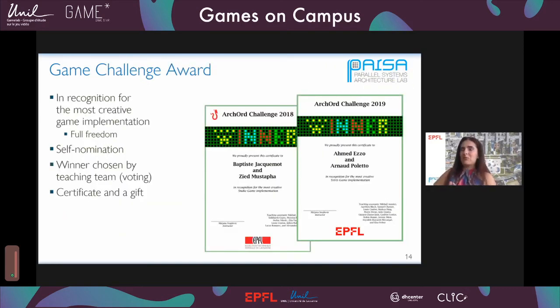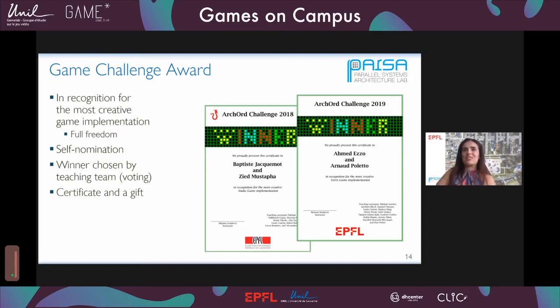Besides all these games, we also introduced a Game Challenge Award in recognition of the most creative game implementation. Here, students would self-nominate, and we would give them full freedom to modify and improve the game specification, and to introduce new features to render the game more interesting. In the end, the whole teaching team would choose the winner by voting between the candidates.